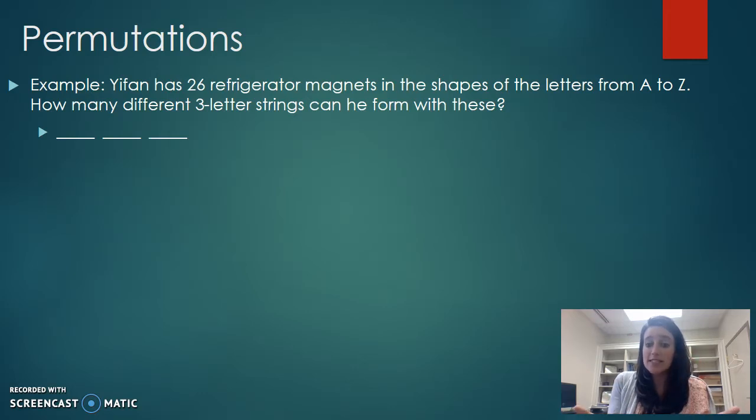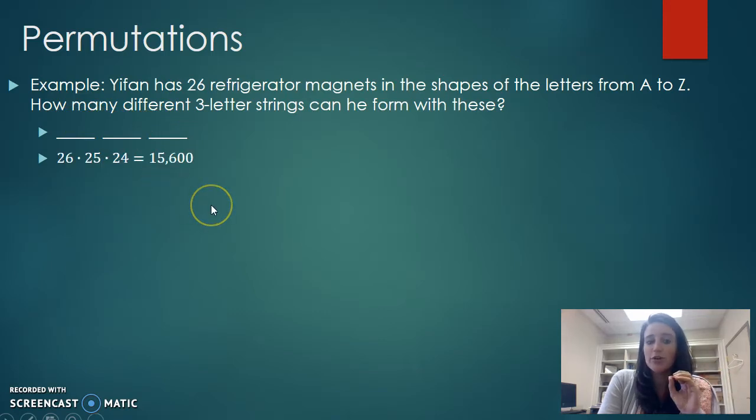I have 26 options for my first letter, but like I said, once I make a choice, that choice can't be chosen again, so there's only 25 for the second blank. And then once I've chosen both of these, I've used 2 of my 26 magnets, so there's only 24 options for the third blank. So I will multiply 26 times 25 times 24, and there are 15,600 options here.